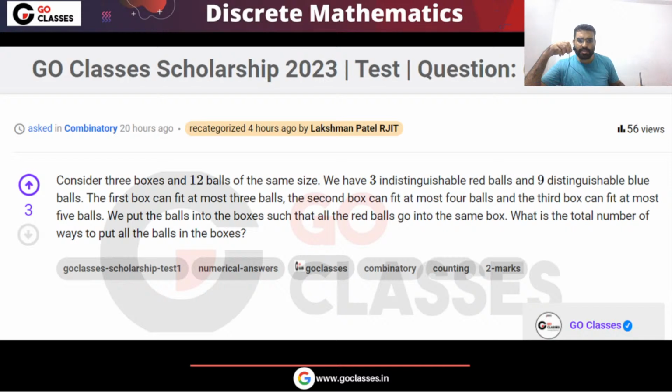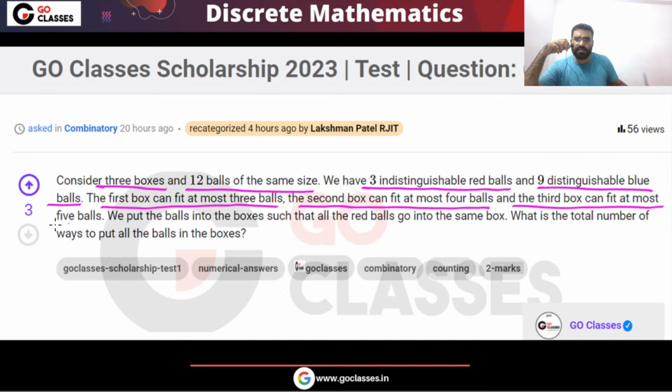Next, let's see this question. What is the answer for this? Consider there are 3 boxes. Remember, there are 3 boxes and there are 12 balls of the same size. Now, 3 indistinguishable red balls means 3 identical red balls, and 9 different blue balls. And the question is saying the first box can have at most 3 balls, the second box can have at most 4 balls, the third box can fit at most 5 balls.